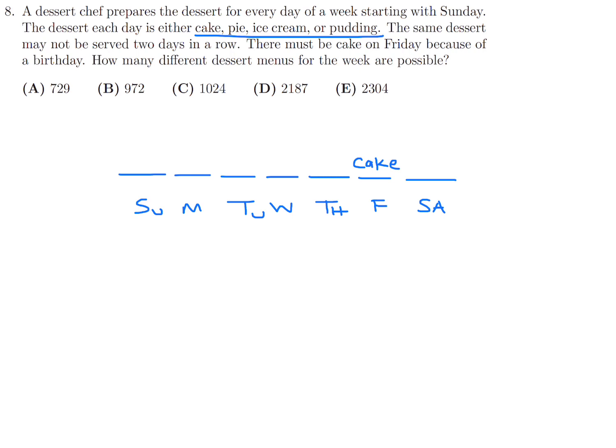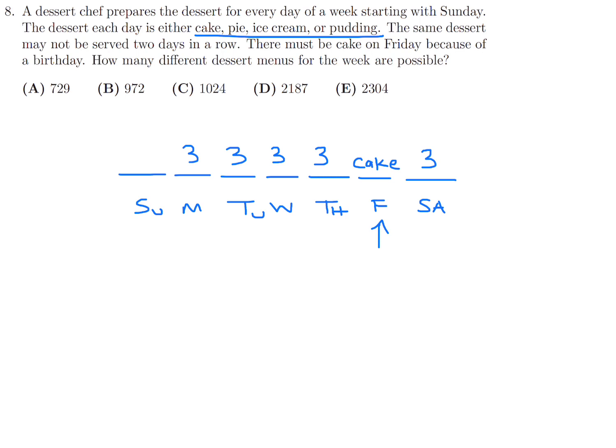So, for example, if cake is served on Friday, then on Saturday we cannot serve cake, but we can serve the other 3, either pie, ice cream, or pudding. So we got 3 choices. Very similarly, on Thursday, we can't serve the cake because we can't have 2 things that are the same 2 days in a row, but we can serve any of the other 3. On Thursday, if you serve, let's say, pie, on Wednesday you can serve the other 3 possibilities, cake, ice cream, or pudding. So 3. And it just kind of keeps going like that.